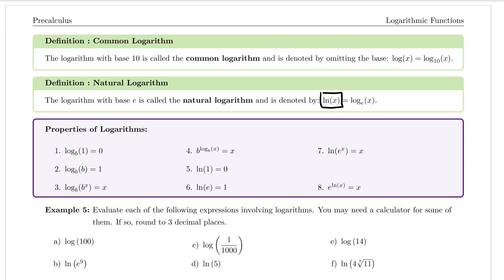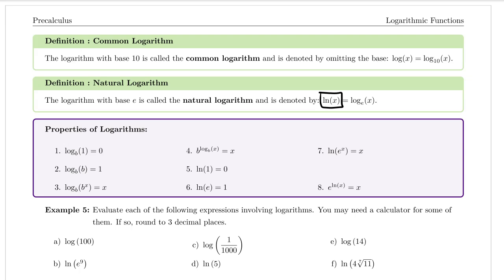We write ln of x, and ln stands for natural log. The reason the letters are switched, because sometimes students will ask me why isn't it nl, is that it's derived from the Latin words for natural logarithm.